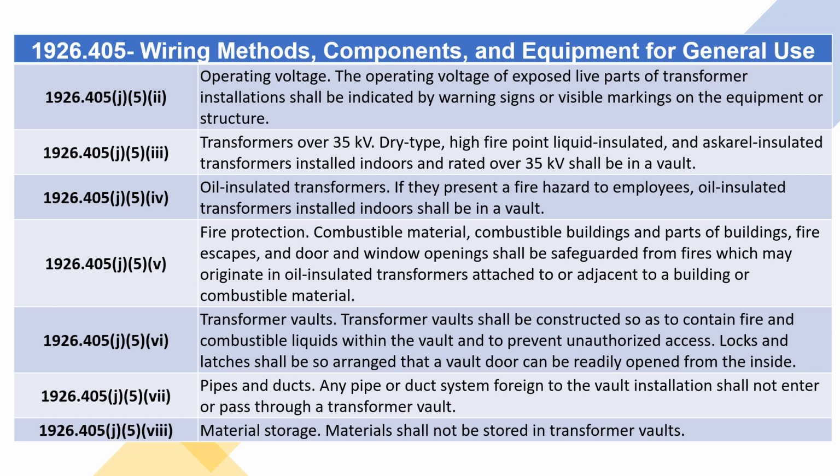1926.405 J5 Pipes and ducts. Any pipe or duct system foreign to the vault installation shall not enter or pass through a transformer vault. 1926.405 J5 Material storage. Materials shall not be stored in transformer vaults.